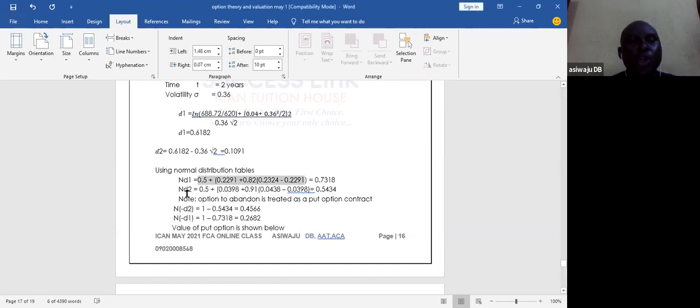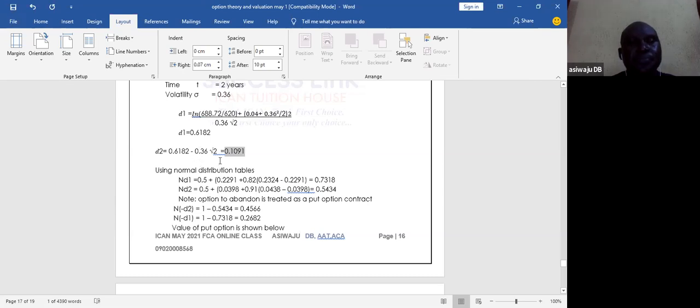Now when you get to your ND2, look at the figure for our ND2. Our ND2 is 0.1091. Now it's a positive figure. Introduce 0.5 plus. Now open a bracket.